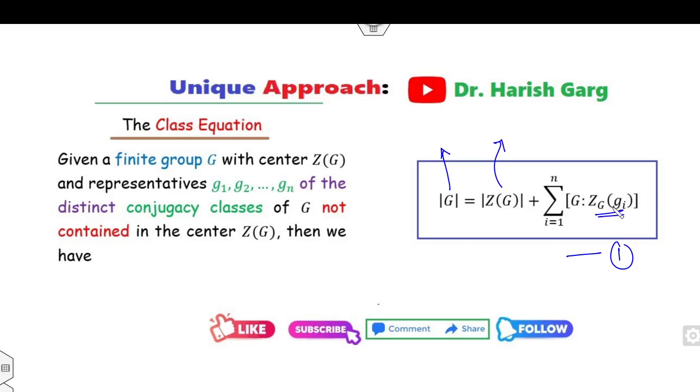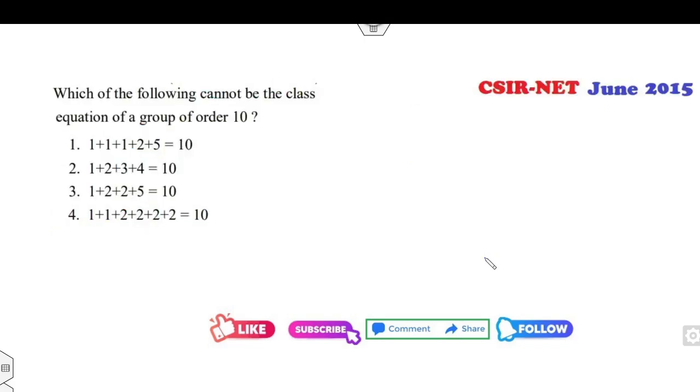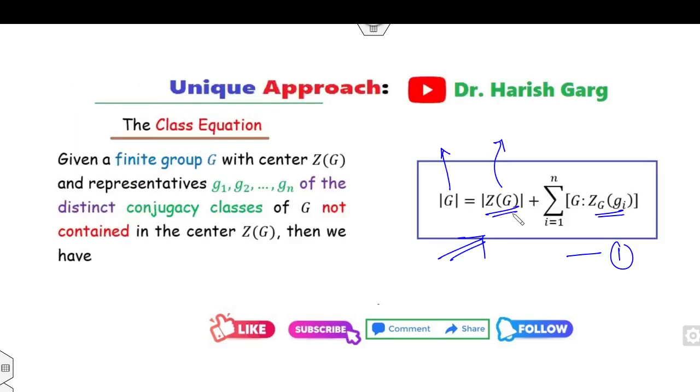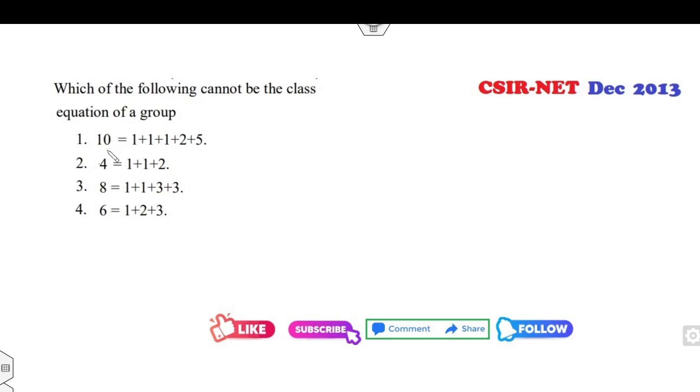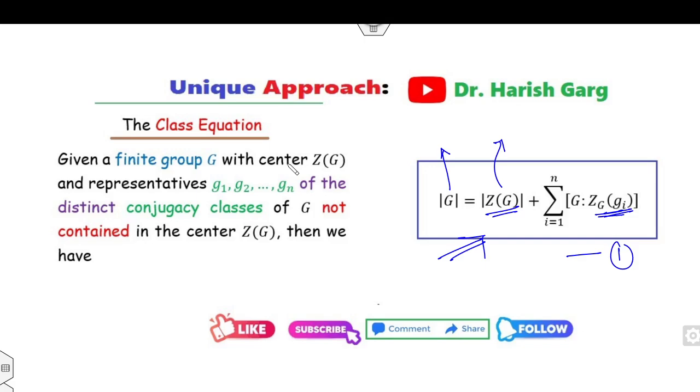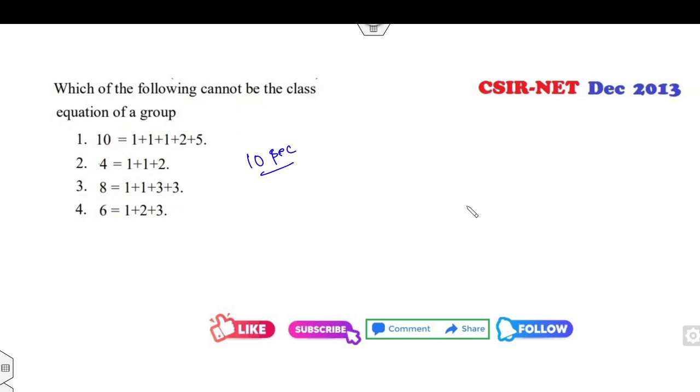But can you use this equation and solve this question in 10 to 15 seconds? If I give you 30 seconds, can you find the center quickly? Can you find the conjugate classes of the group? In this question all the options are of different orders. Can you solve this question in 10 seconds based on these equations? You never will, because you have to find the center of the group and the conjugate classes for all of these options.